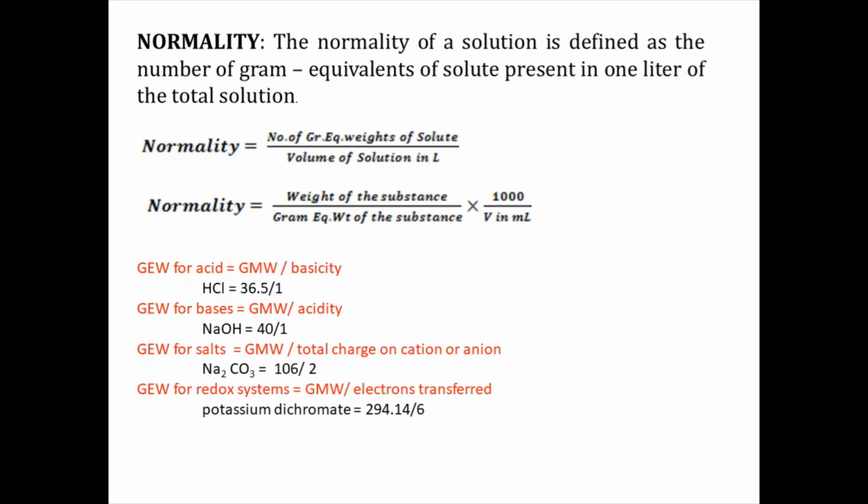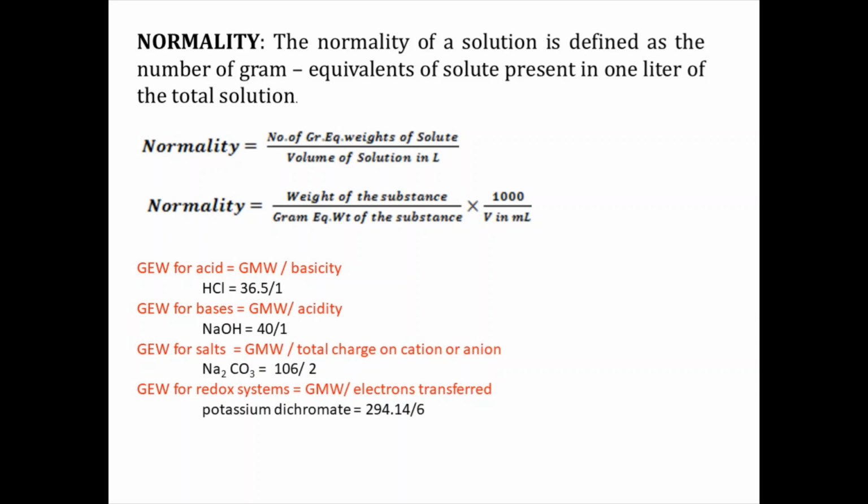Then the gram equivalent weight for bases is the same: GMW of the base divided by acidity. Say for example sodium hydroxide. How do you define acidity? Acidity is the number of replaceable hydroxyl ions or hydroxide ions. So in the case of sodium hydroxide, it is 1. So 40 by 1.